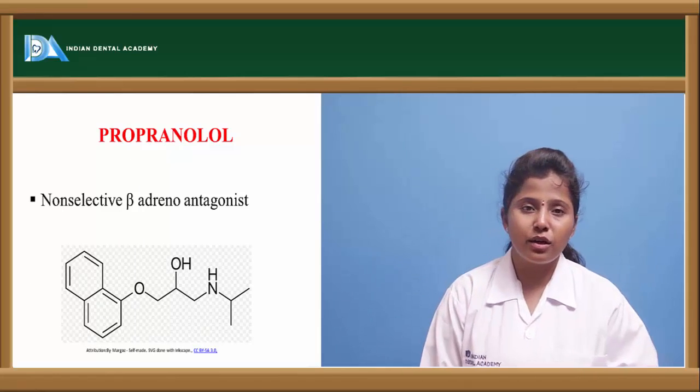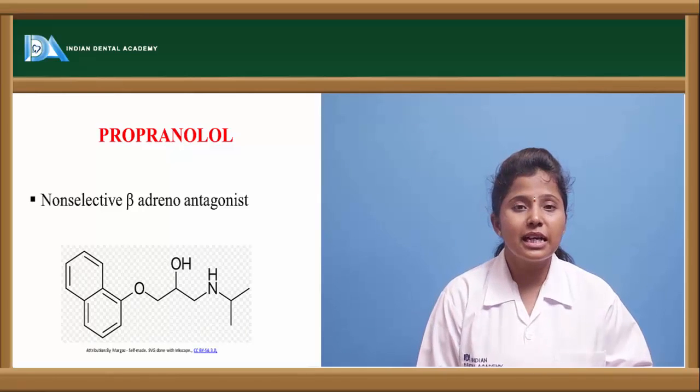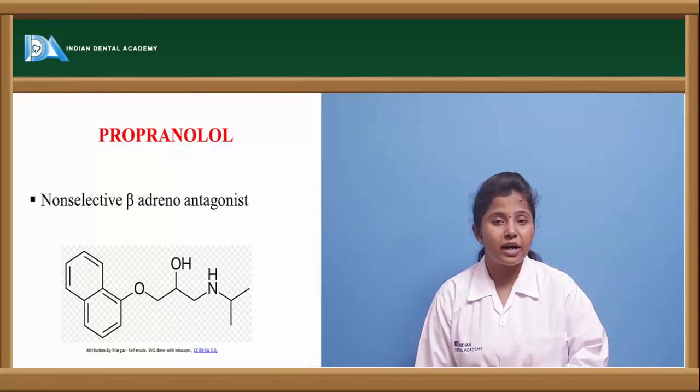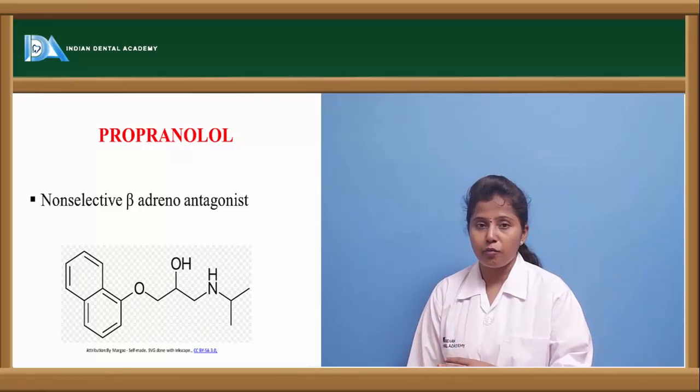Let us see the individual drug. The first drug is propranolol. Propranolol is a non-selective beta adrenergic receptor blocker. It binds to all the beta adrenergic receptors. And here we can see the structure of propranolol.